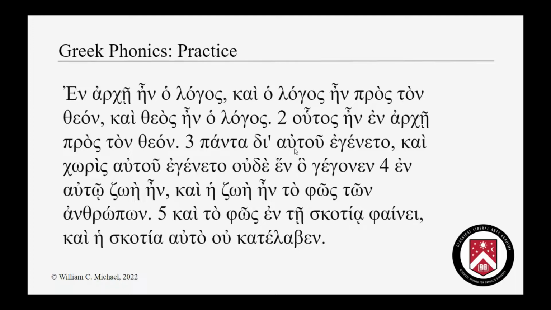Here we have a diphthong, alpha, upsilon, marked with no breathing. We read this as au. Here we have another diphthong, omicron, upsilon, with a circumflex accent. So we're going to rise and fall on this second syllable. Au, tu.